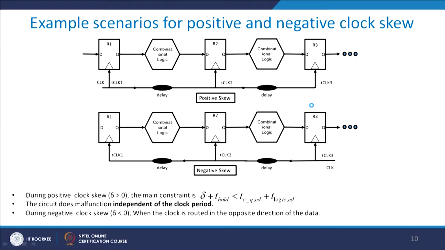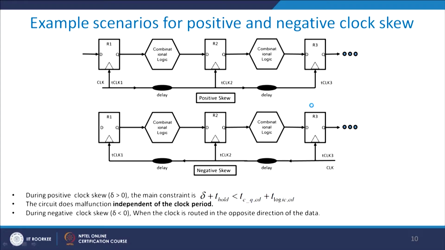With this we come to an example scenario of a positive and negative clock skew. You can see here that for a positive clock skew, this input coming from R1 is sort of a delay element which goes to R3 directly. So, R1 to R3. There are 3 registers R1, R2 and R3, and there are 2 combinational logic blocks, combinational logic 1 and combinational logic 2.